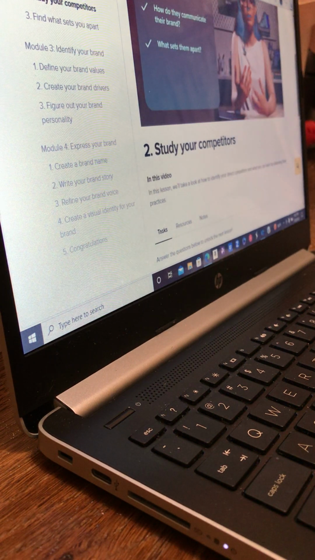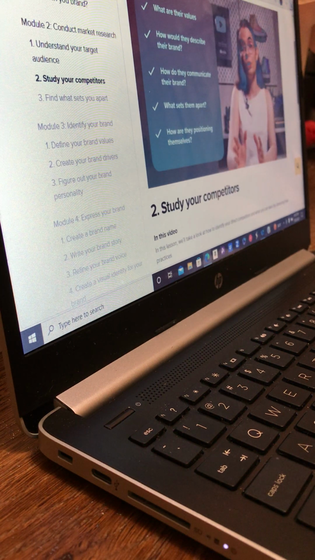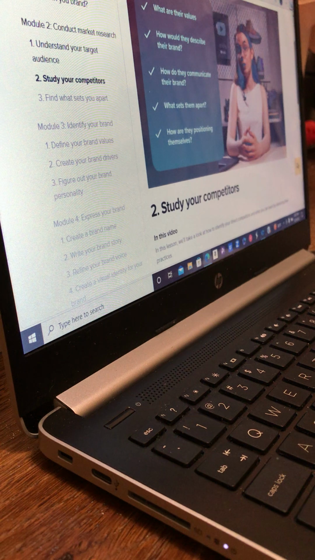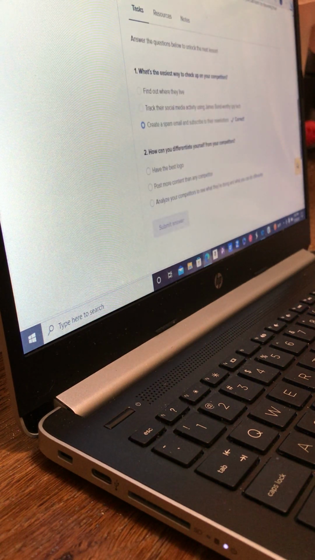How are they setting themselves apart? Are they positioning themselves as a more luxurious brand, or are they focusing on cheap prices? If you do this analysis with several stores, you'll have a clearer idea of what you need to do in order to stand out from the crowd.